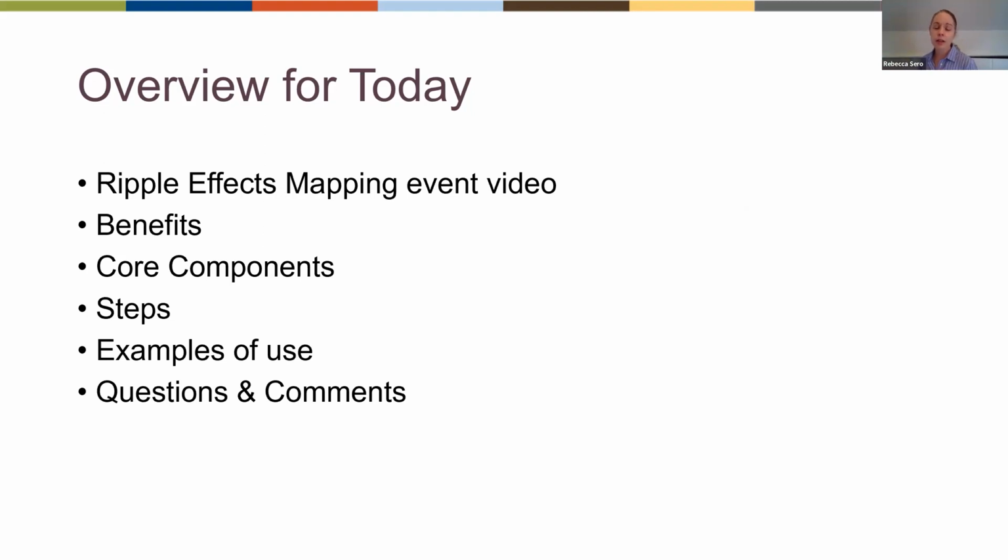I'm a type of person that likes to understand what the process is going to look like. So today we're going to show you a ripple effects mapping event video where we recorded a mapping that occurred in person, so you can see it as it unfolded. We're going to talk through some of the benefits and core components of what makes up ripple effects mapping. We'll briefly cover some steps of how we put it together. And then we have some examples for you to understand what you would be able to do with this type of data, with this type of work. And then we have some time saved at the end for questions and comments.